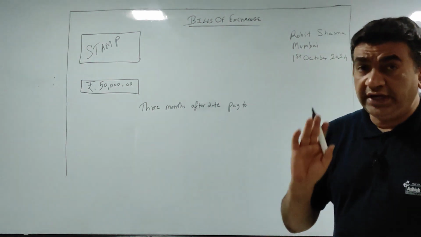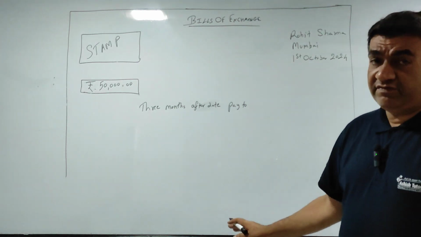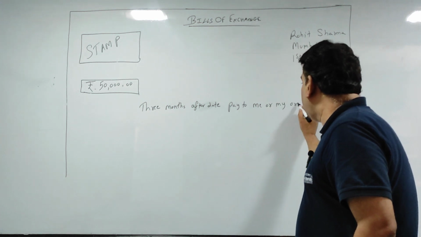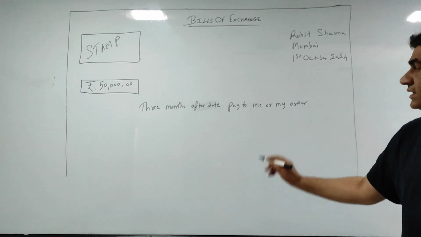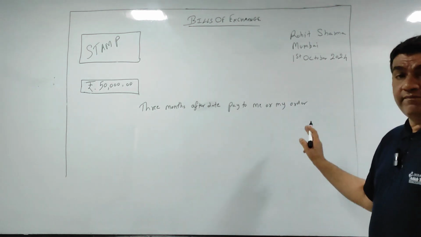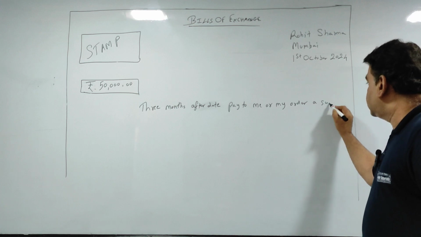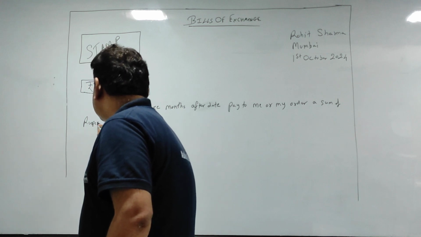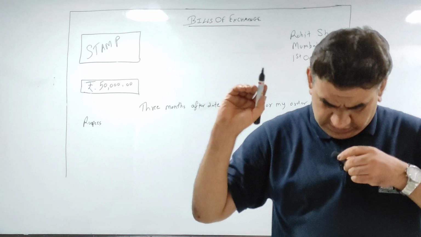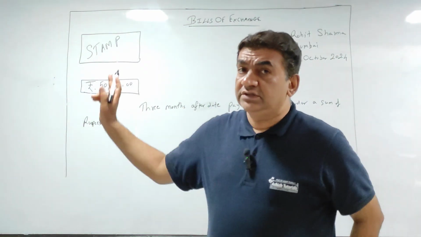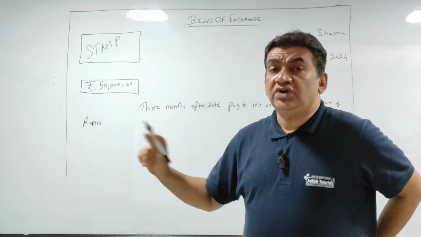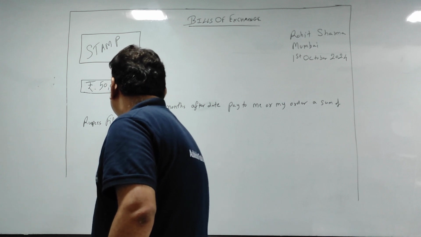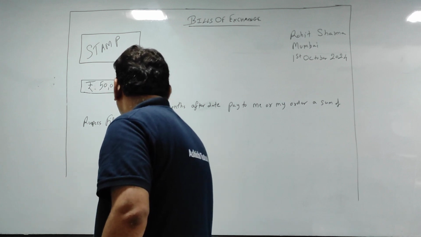Paid to. Now there are only 2 parties. The third party we will see when it comes. Me or my order. See the words. 3 months after date paid to me or my order a sum of. Now start from here. Rupees. What is the amount? 50,000. Now it will come in words. What I told you a while ago, the amount in this format has to come in words as well as in digits. Sum of rupees 50,000 only.